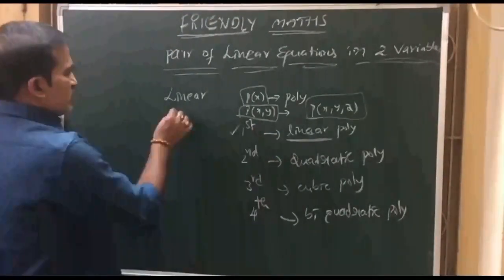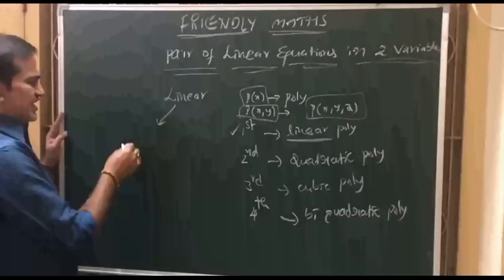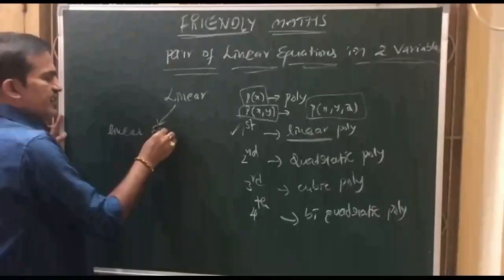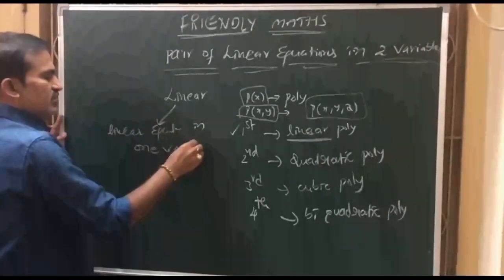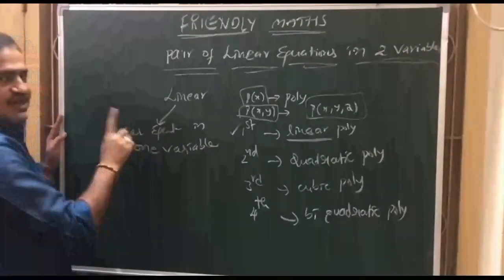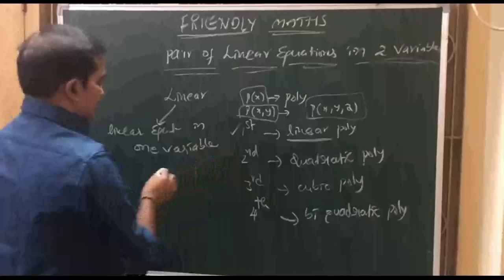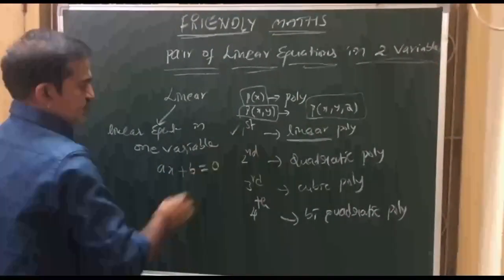Now when you come to linear equations, in 8th class or somewhere in previous classes we had linear equation in one variable. The general form contains only one variable, it comes to P of x. In one variable the general form is ax plus b is equal to 0.